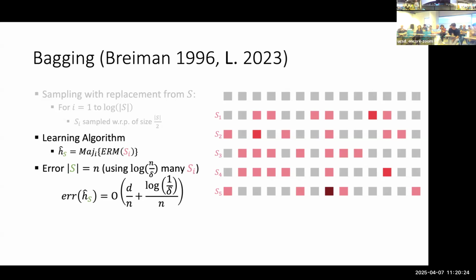So the result of this work here from 23 is that if you do this bagging procedure with just log n over delta many of these subsamples, then you also get an optimal PAC learning outcome. So you get this optimal d over n plus log 1 over delta over n sample complexity for PAC learning, which matches Steve Hanneke's algorithm.